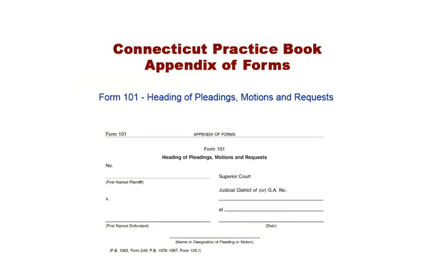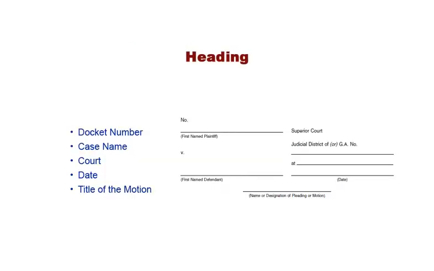In the appendix of forms of the practice book, you will find Form 101, which provides an example of how to set up the motion heading to comply with the court rules. In the next few slides, we will go over how to set up and write a motion. Heading. The heading of a motion includes the docket number, the name of the case, the court where the matter is being held, and the date of the motion.